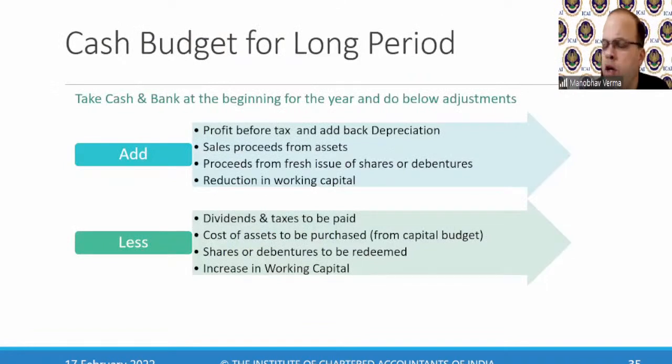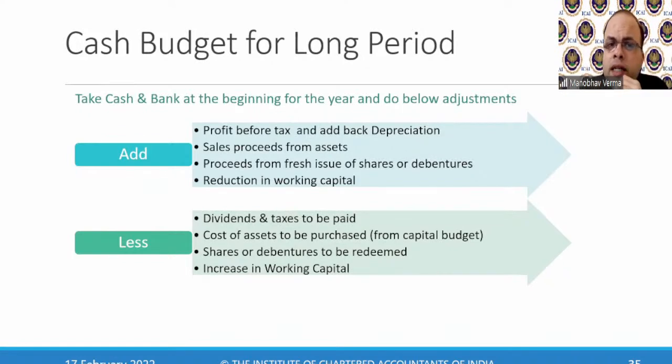Okay, guys. So now moving on, we talk about a couple of examples on the short-term budget. With the long-term budgeting, as I said, we need to probably go towards adjusting our income statement. So what we are doing here is we have to calculate the cash in bank at the beginning of the year, and we have to do certain adjustments.